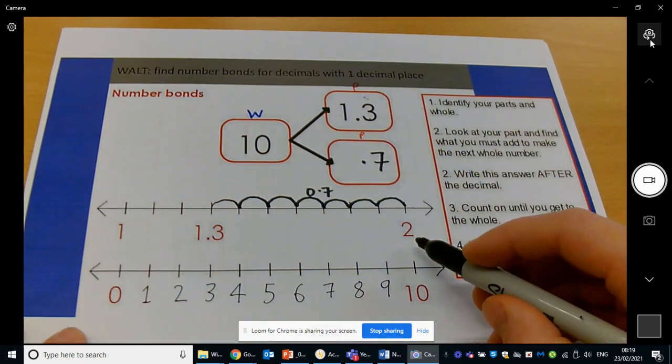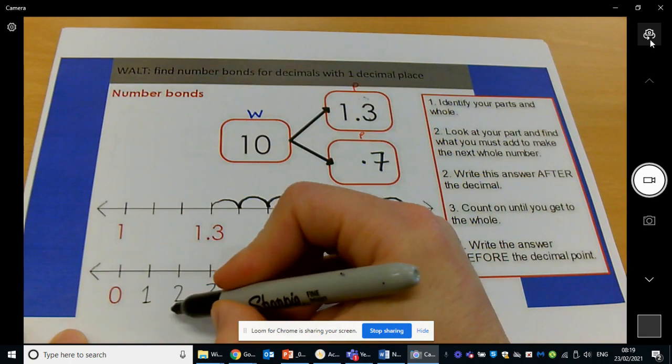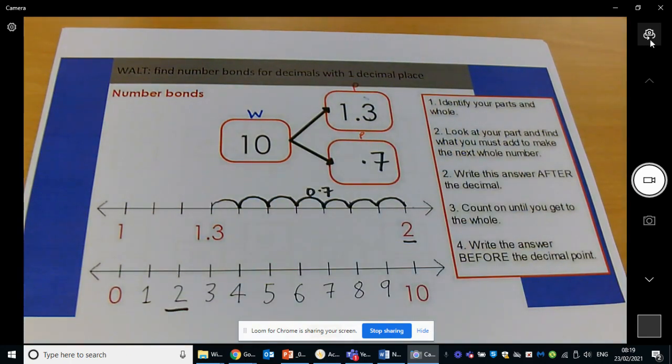Okay, so now that we're on 2 currently, what I'd like you to do again is pause the video. Can you count on until you get to the whole? Off you go.